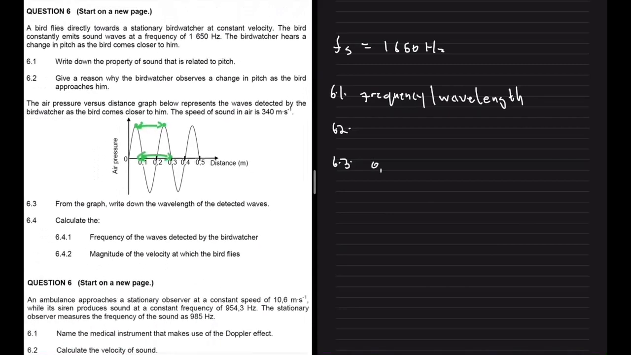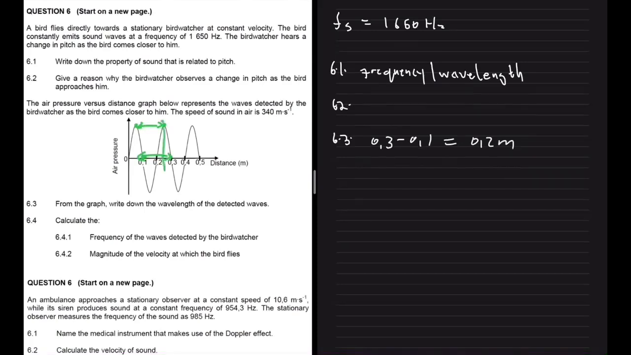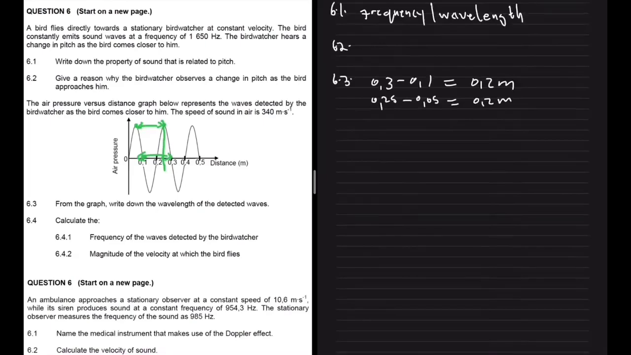So you can see there from the graph that we have 0.3 minus 0.1, which will give us 0.2 meters. If we use the other point, if we use the crest instead, between 0.3 and 0.2, we have 0.25 minus, between 0 and 0.1, we have 0.05, which will also give you 0.2 meters. So the wavelength, we calculated it by just sticking to the definition of what a wavelength is.